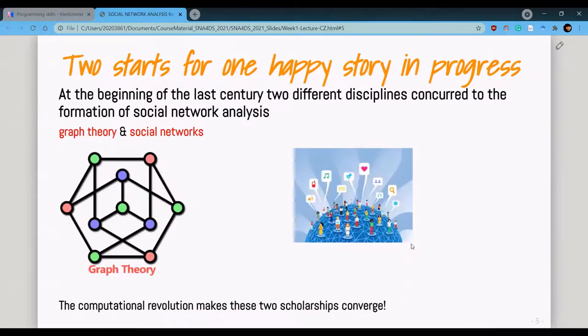So we have two starts for one story in progress. The story in progress is social network analysis and two starts. Roger already mentioned these two subfields. One is graph theory and the other one is social network analysis. They started independently and at some point they strongly merged into this discipline that we now study and we actually enjoy very much.